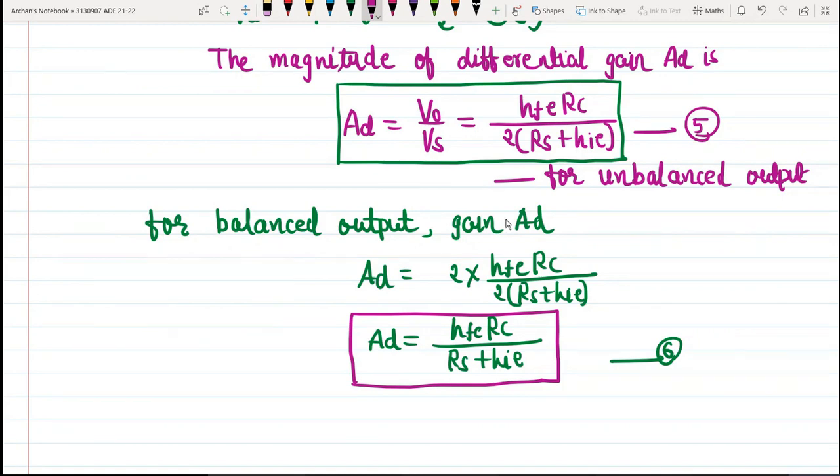So now we have the differential gain of the differential amplifier for both cases, for unbalanced output and for balanced output. This is not true when we are talking about the DC analysis. In DC analysis, for each and every configuration, we will get the same value of operating points, but these parameters will be different. So this was about the differential gain of the amplifier. Now let us talk about the common mode gain.